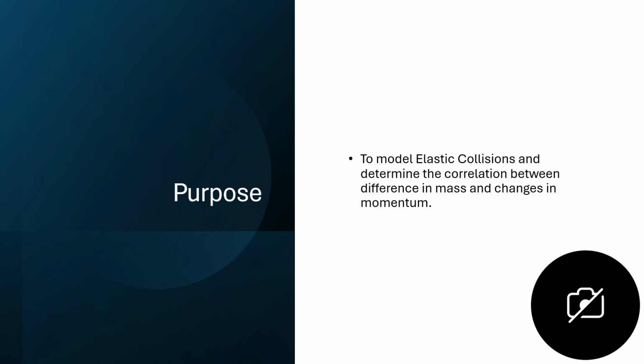A little explanation: momentum is conserved during collisions, but that doesn't necessarily mean that the momentum of an individual object is conserved, just the total momentum of the system. My goal is to see if the difference in the mass of the two colliding objects plays a significant role in how much momentum is transferred between them.